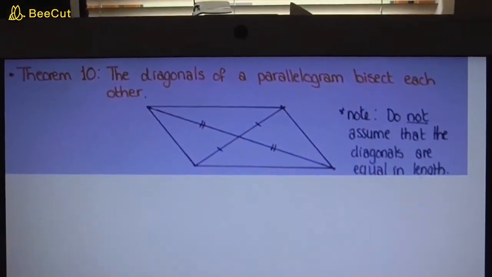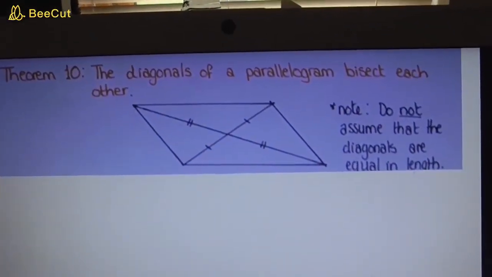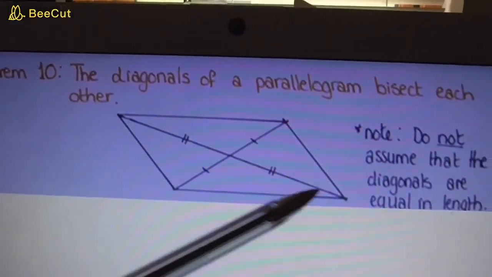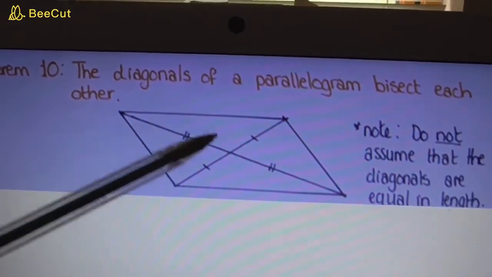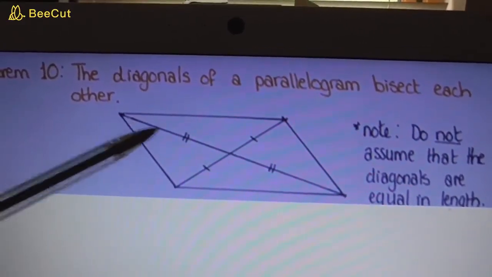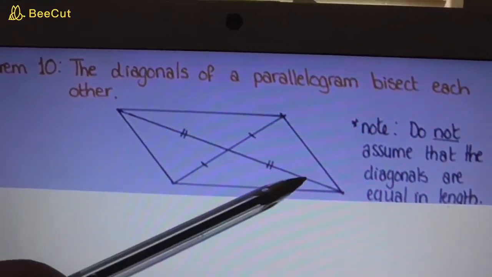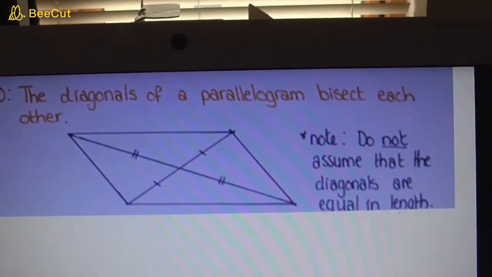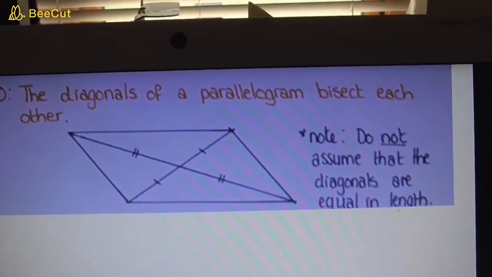Theorem 10. The diagonals of a parallelogram bisect each other. To bisect means to cut in two. Okay, so like this diagonal here intersects this diagonal here at this particular point. That means the length of this is the same as the length of this, and the length of this is the same as the length of this. But take this note, do not assume that the diagonals are equal in length to each other.